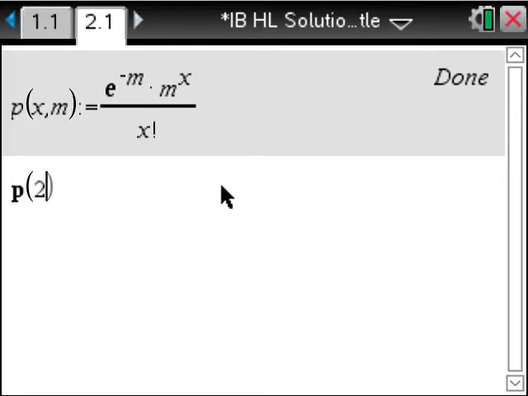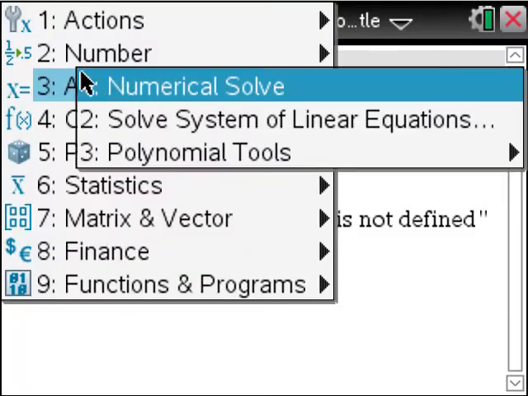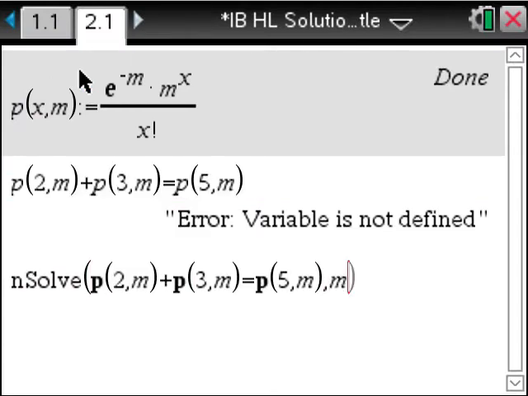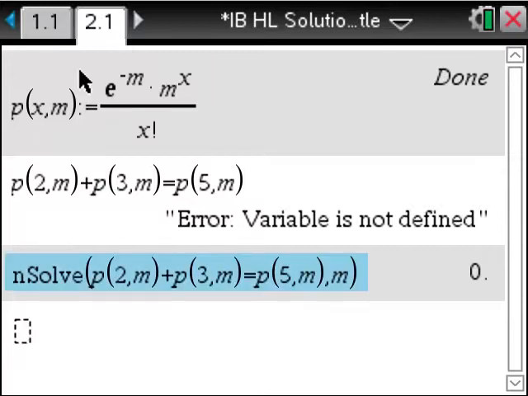Now, we are told that the Poisson probability when x is 2 plus the probability when x is 3 should equal the probability when x is 5. When I press enter, it will give me an error because it doesn't know what m is, but I can now go to menu, algebra, numerical solve, paste that in, and try and solve it for m. Now it tells me the value of 0 is one possible solution for this.